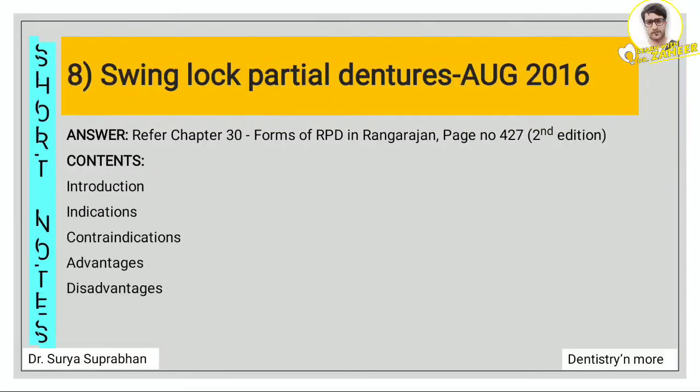Next question is swing lock partial denture. For this you have to refer chapter 30, page number 427. First give an introduction on swing lock partial denture and then write the indication, contraindication, advantages and disadvantages.